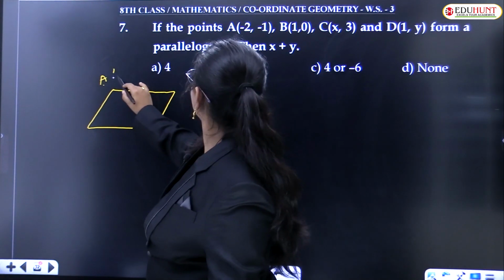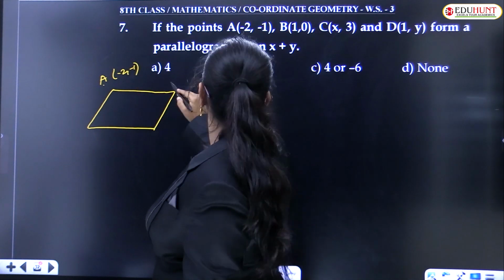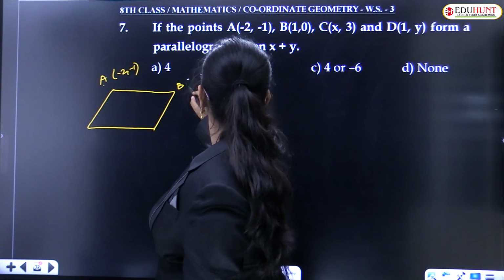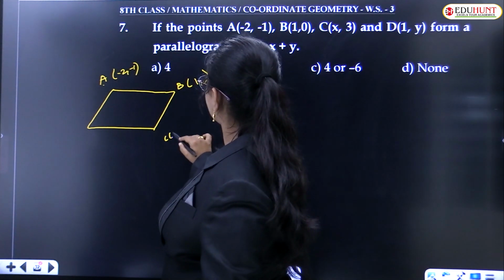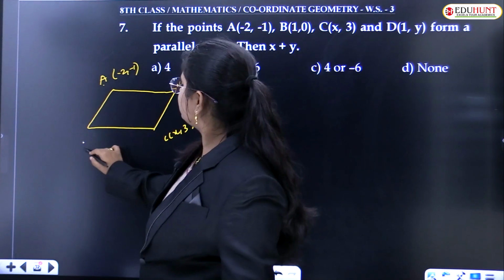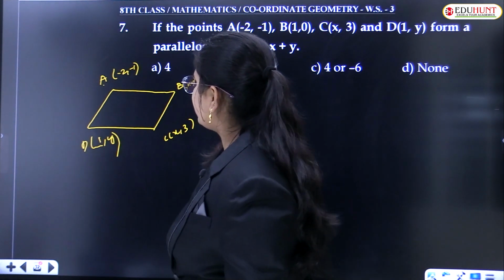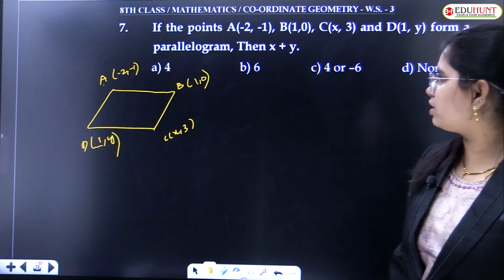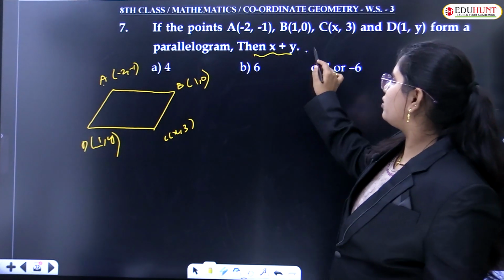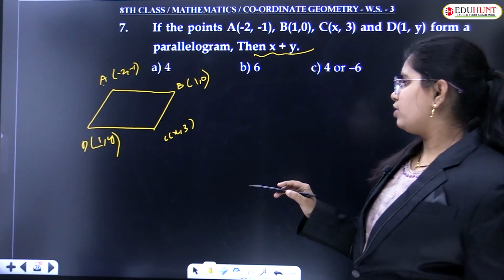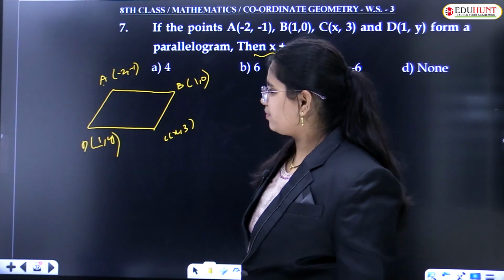What is A? Minus 2, minus 1. What is B? 1, 0. What is C? X, 3. D is minus 1, y. So we have the 4 vertices of a parallelogram. Then you need to find the value of x plus y. X is here, y is here.